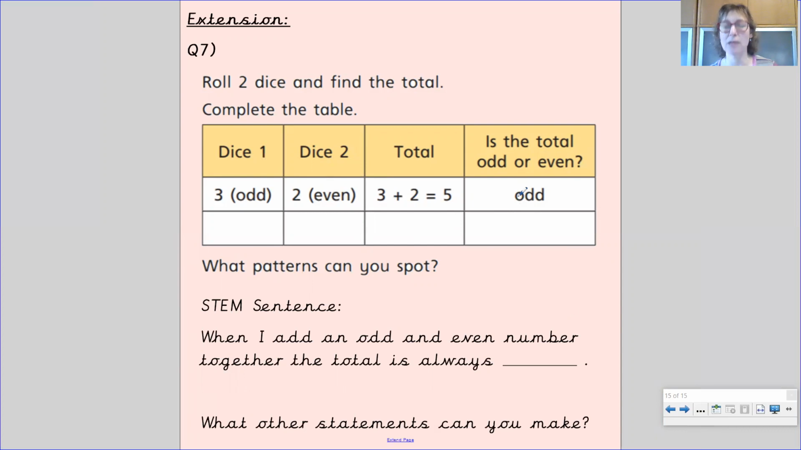So play that for a while to keep rolling the dice. Maybe you could play it as a game with somebody else and see what you get. So who's the first one to get 5 odd answers, or who's the first one to get 5 even answers? You can see. So what patterns do you spot? So when you add an odd and an even number, it says the total is always odd, but is it always odd? You might have to do a few to just check. And what other statements can you make? So what about if you had an even and an even number, or if you had an odd and an odd number? So that should keep you busy for a little bit.